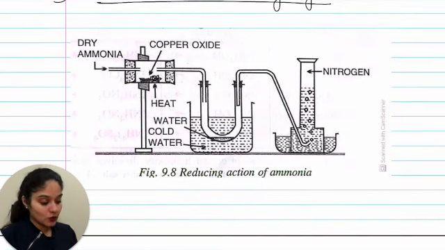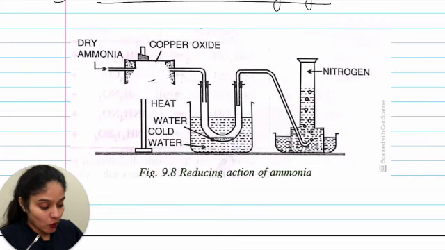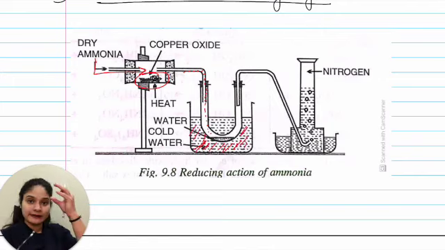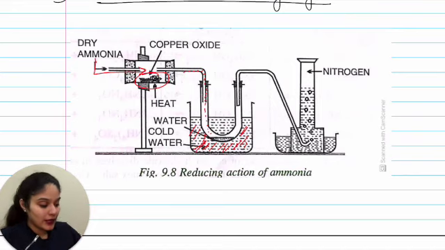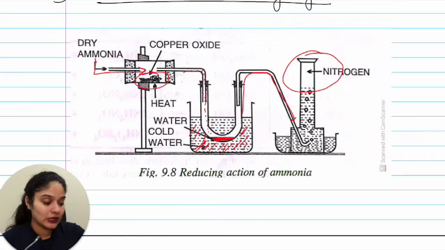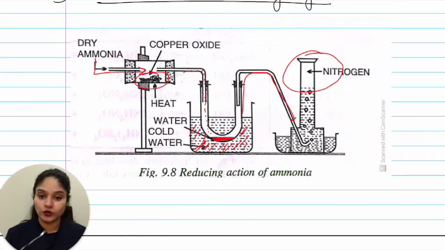Now let's look at the apparatus. You have copper oxide right here. Dry ammonia comes in and reacts with copper oxide. Eventually you have water vapor and nitrogen gas moving forward. This cold water trough will condense the water vapor, and you have water being collected right here. Whatever nitrogen gas is left will move ahead and be collected right here by downward displacement of water.